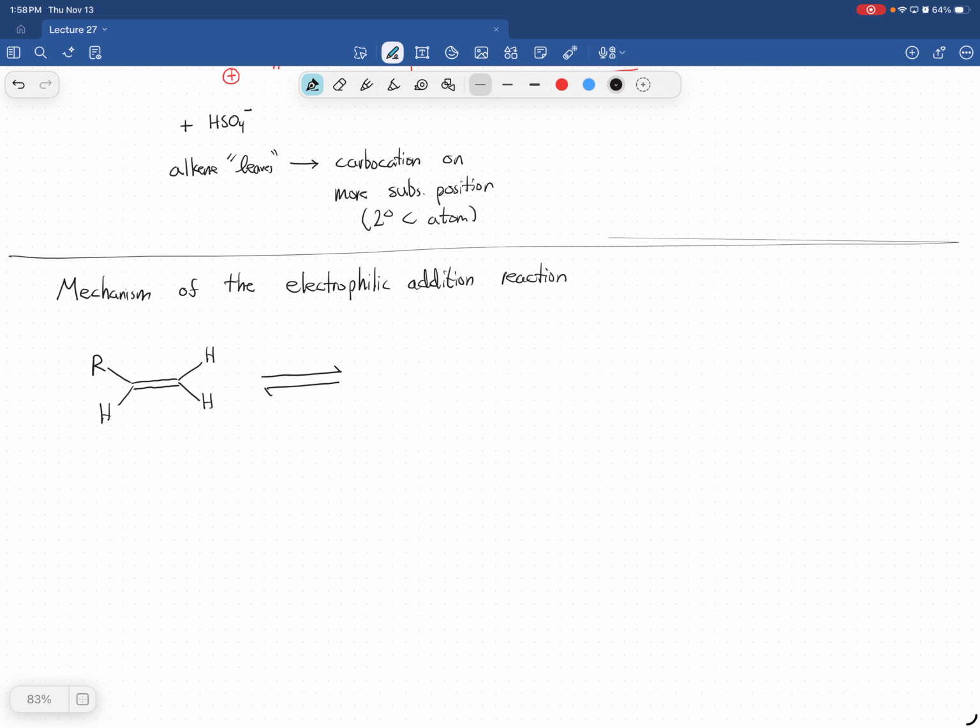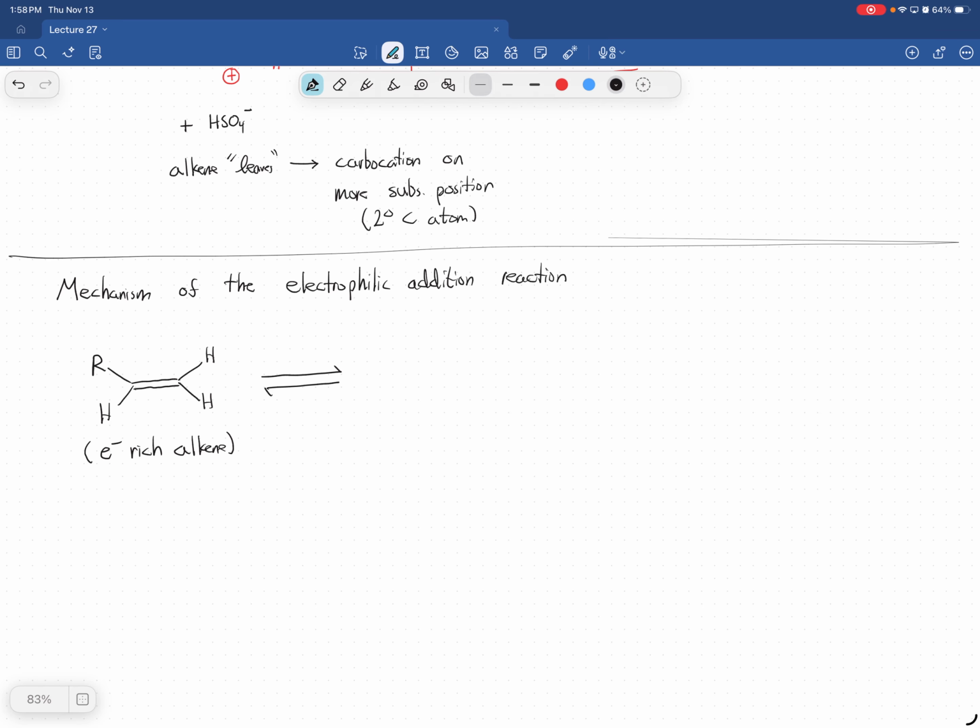All right, so when you have R groups around the alkene, we call this electron rich. The R groups are donating electrons to the alkene by hyperconjugation. Remember hyperconjugation? The interaction of those two carbon groups. So we say this is an electron rich alkene.